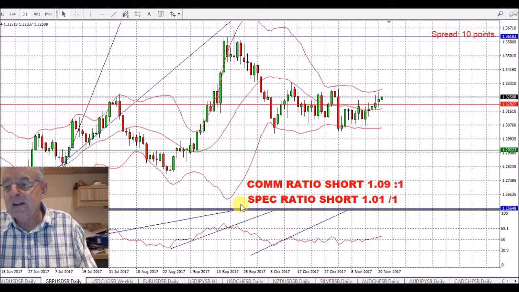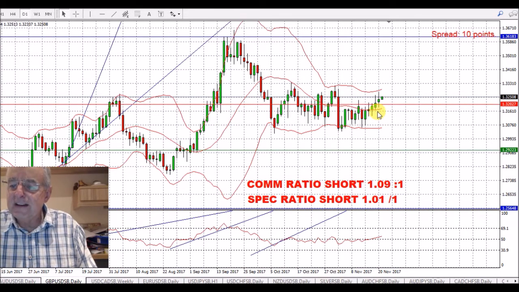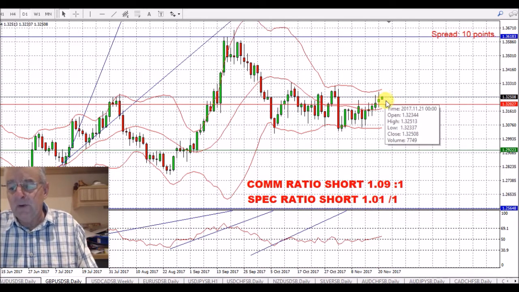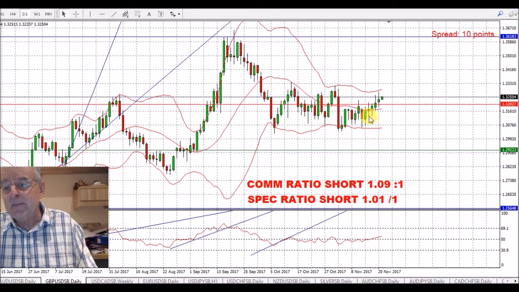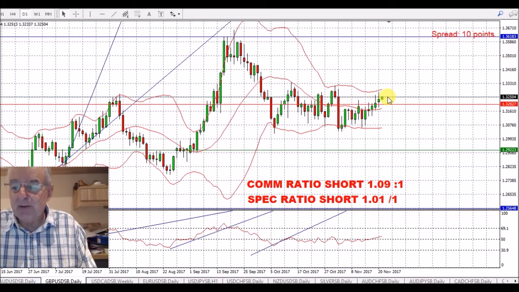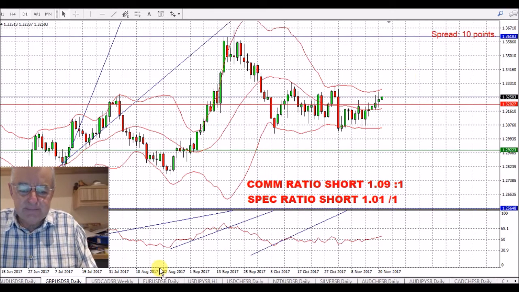Pound US dollar. We've had now, I think it's what, 6 green candles. We have a commercials short ratio of 1.09 to 1, and we also have the speculators short 1.01 to 1. So we're above the 50 on the RSI. So I'm expecting this to come down with both the commercials and the speculators short this pair. So we'll see how we go, but it's surprising me a little bit at the moment.